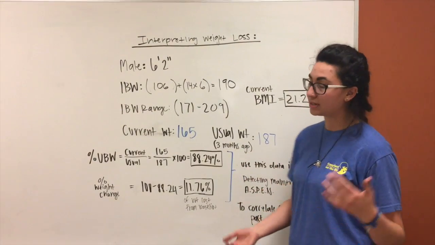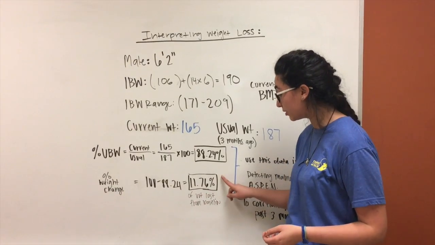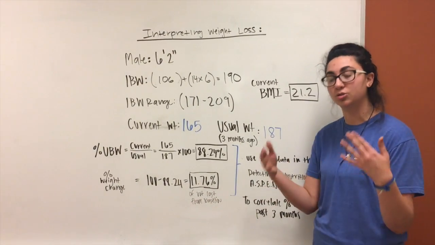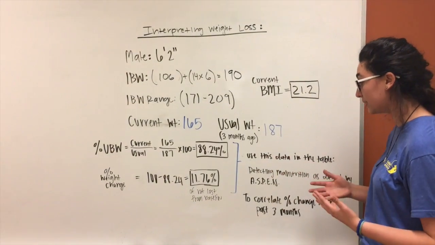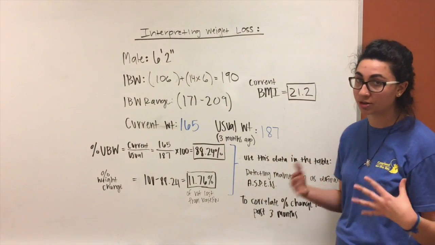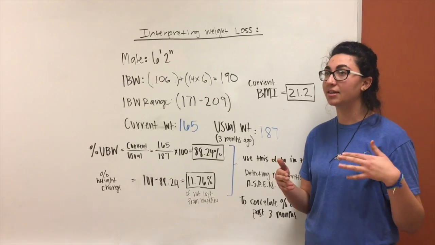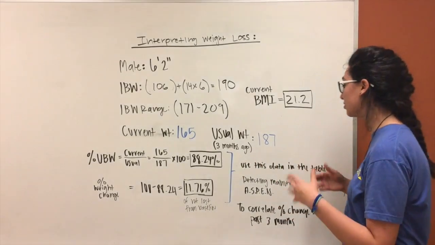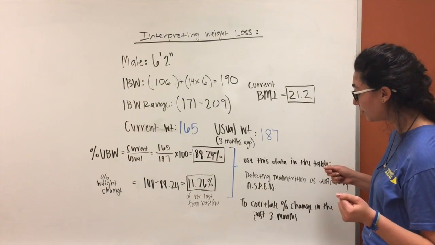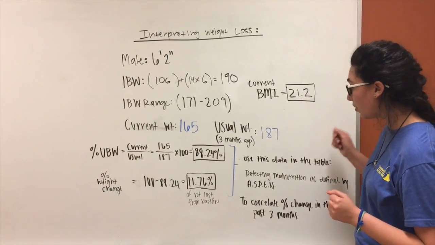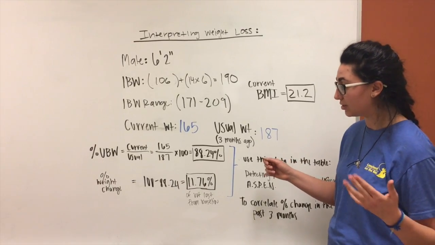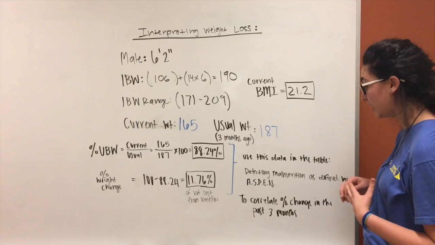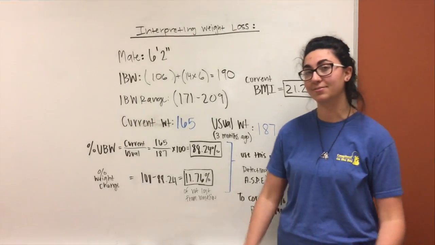And next, what dietitians do is we use this number and we put it into a table that was made by ASPEN and the nutrition and dietetics departments for detecting malnutrition, because sometimes it's not that easy and they wanted to make a table to be able to figure this out. After this, you'll see how this number plays a role in correlating that percent change in the past 3 months.